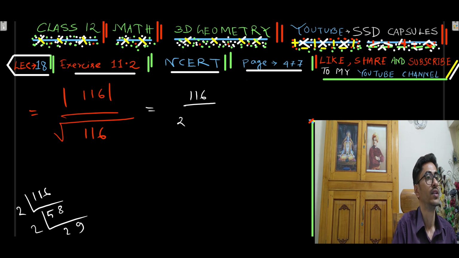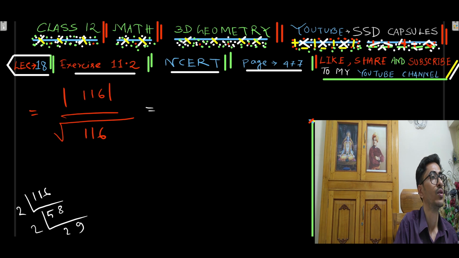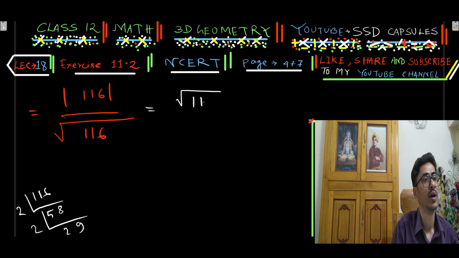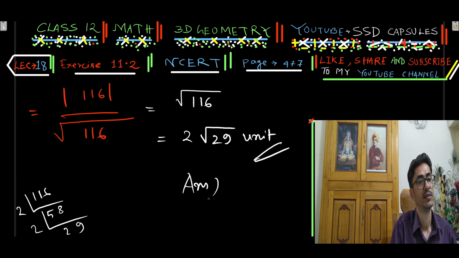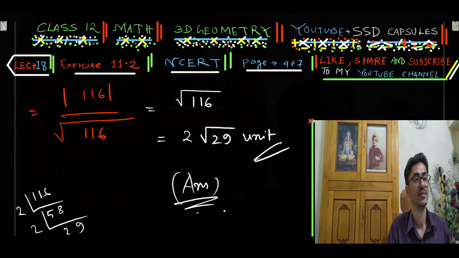Okay, first we write this here. So here 116 by root over 116, so root over 116 equals 2 root over 29 units. So we have got the answer. This is the shortest distance between the two lines. This question is done. Hope you have enjoyed today's video. Thank you for watching.